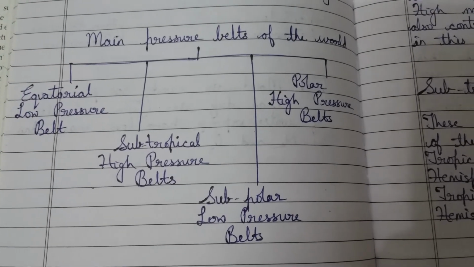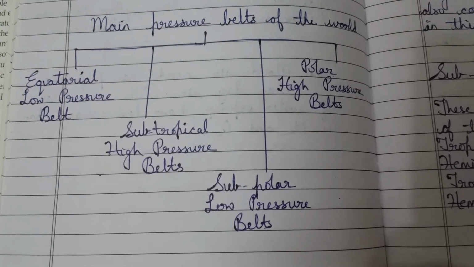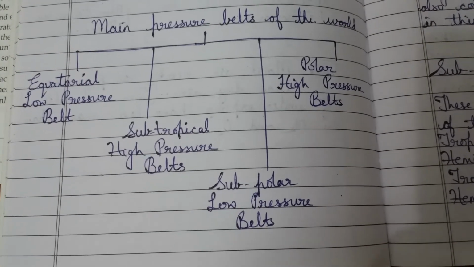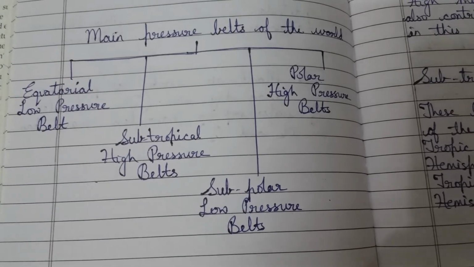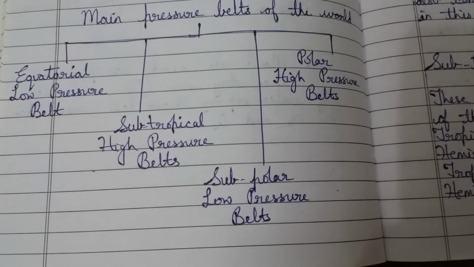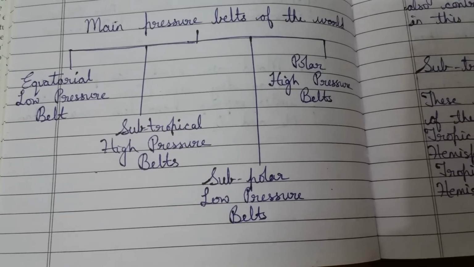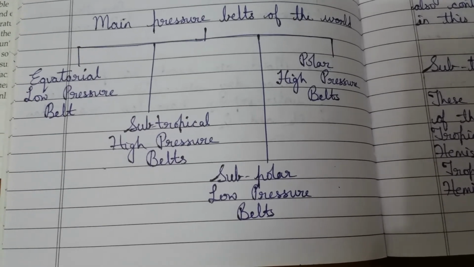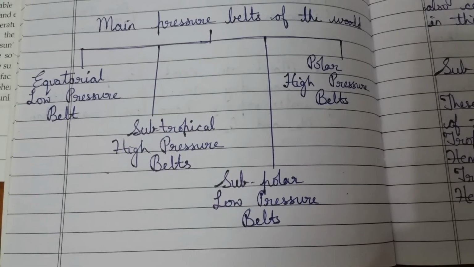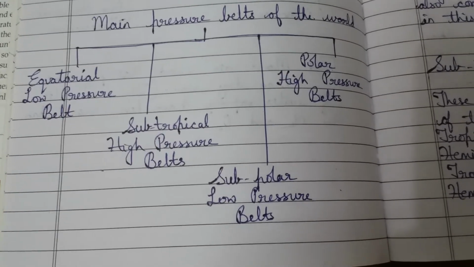There are four main pressure belts of the world: equatorial low pressure belt, then subtropical high pressure belts, subpolar low pressure belts, and polar high pressure belts. Here you see, the first one is a low pressure belt, the next one is a high pressure belt, then again a low pressure belt, and the last one is again a high pressure belt. So low, high, low, high.